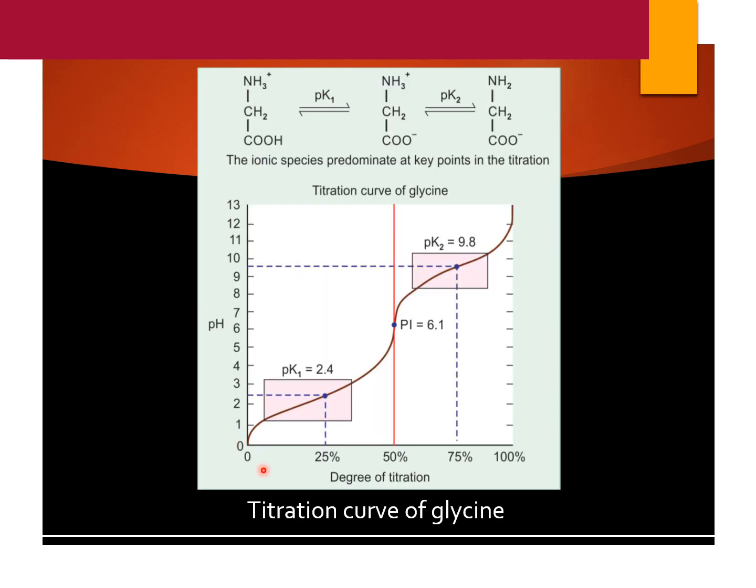You can see it here. This is the titration curve of glycine. You can see it here at the low pH. The titration is being performed with NaOH. But there is one difficulty.